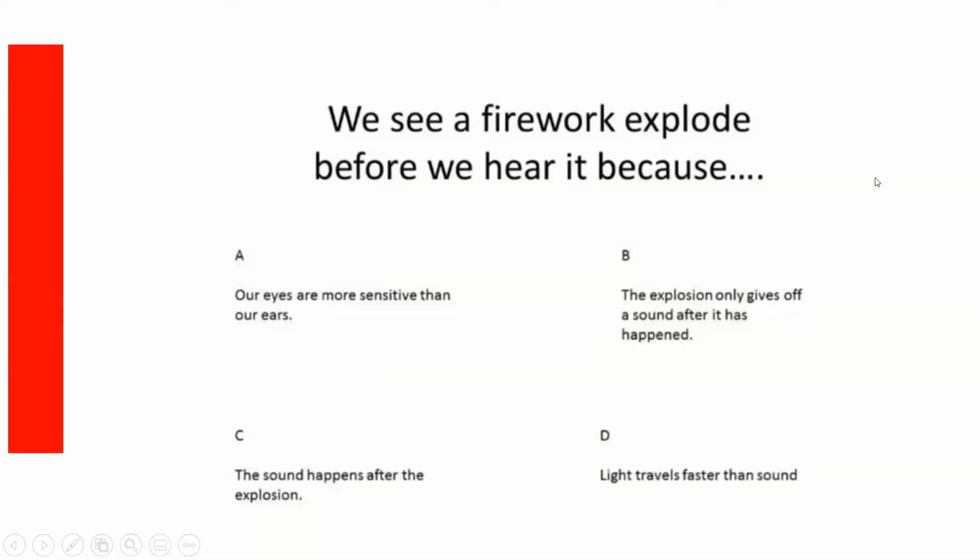We see a firework explode before we hear it because: is it because our eyes are more sensitive than our ears, the explosion only gives off a sound after it has happened, or light travels faster than sound? Choose one of those. I'm going to leave that on the screen for a minute.